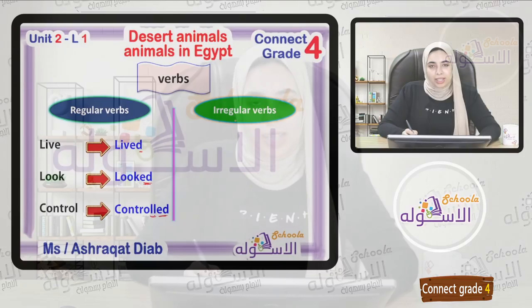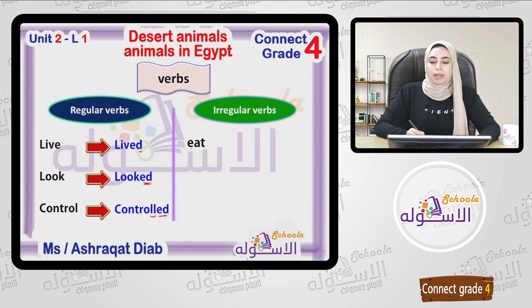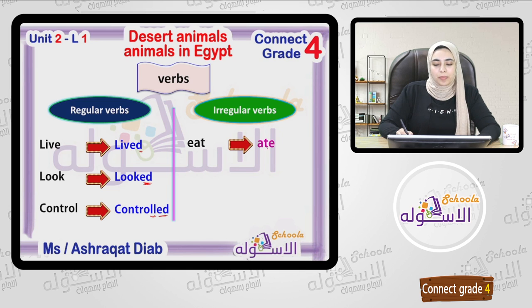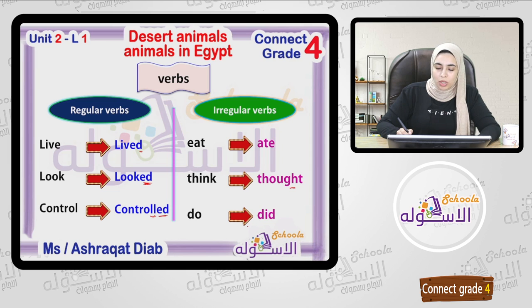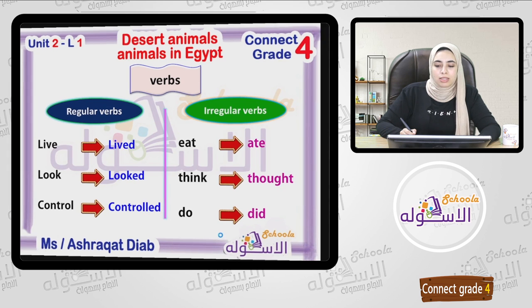The irregular verbs. Well, the irregular verbs are the verbs that we don't add D or ED or IED at the end of them. Okay, for example, eat, the past is ate. Think, the past is thought. Okay? Be careful because GH here have no sound. Okay? Yani it's thought. Well, and also we have do, and the past is did. Okay, well, so these are the most important verbs that we have in this lesson.